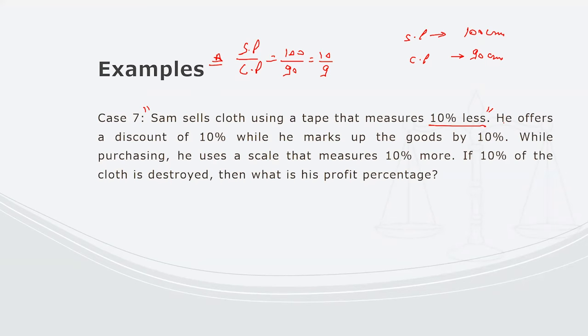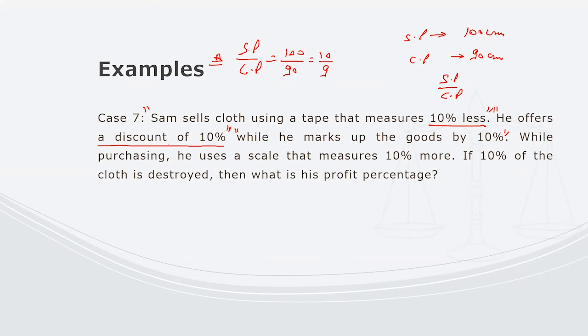Let's read the second statement. He offers a discount of 10% while he marks up the goods by 10%. So this is another transaction. We'll go to this a little later. We will first look at the first part. He offers a discount of 10%. Now understand this thing. Let me first look at this statement alone and try to get down to the ratio of selling price by cost price, and then I will relate it with the original previous transaction as well.